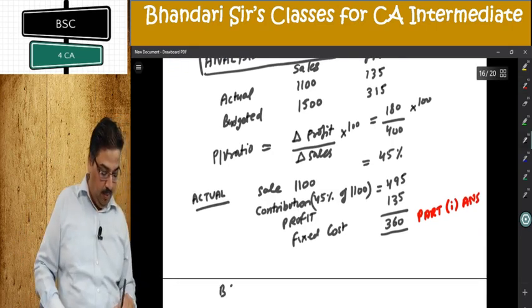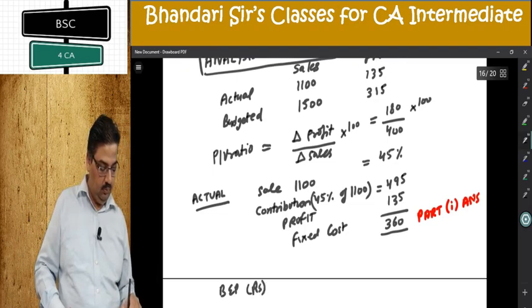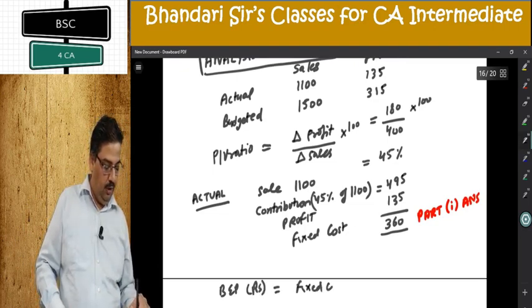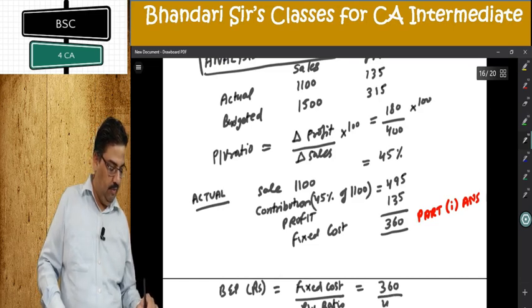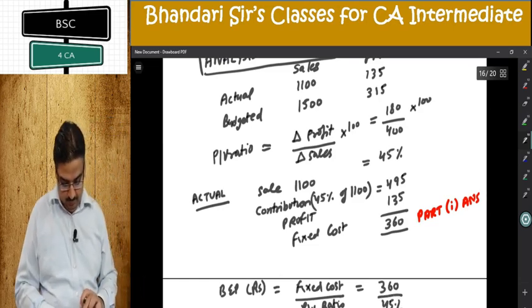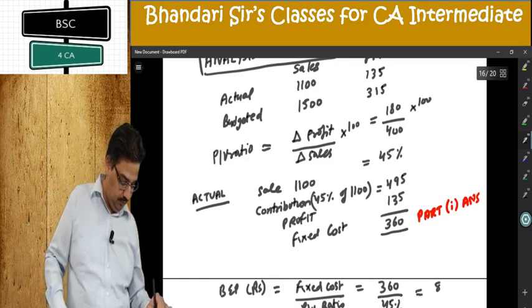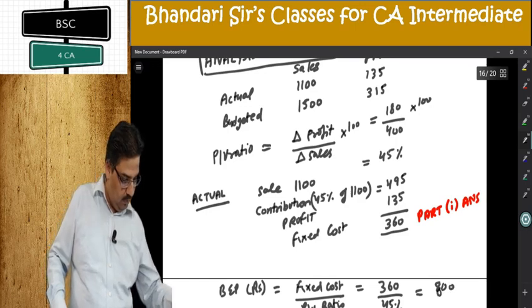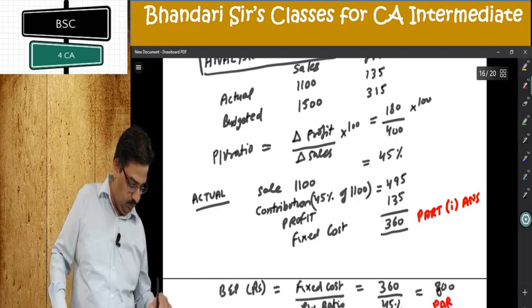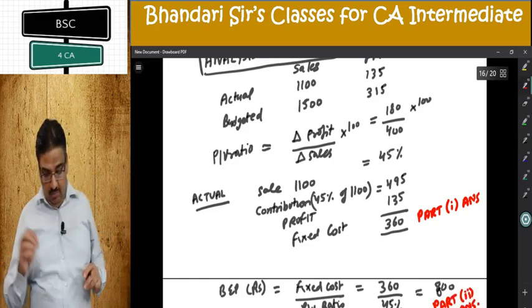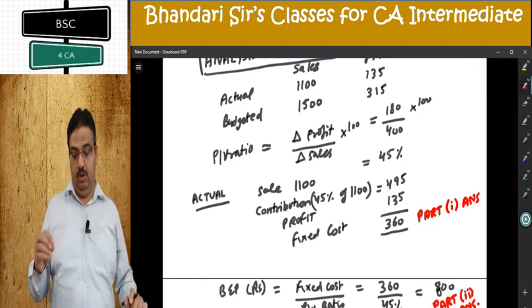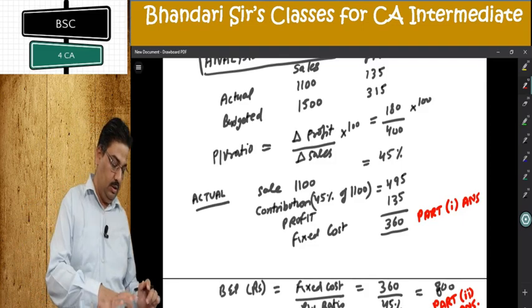Then break-even point in rupees: fixed cost divided by PV ratio. 360 divided by 45%, 360 divided by 0.45, this is 800. This is the part 2 answer. Now the same things you are going to apply for east and south. Do it on your own. I am giving you the answers here.